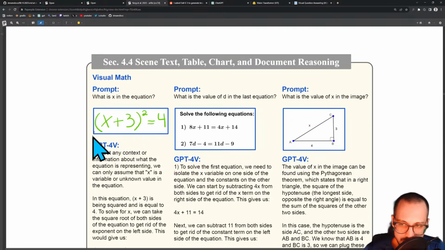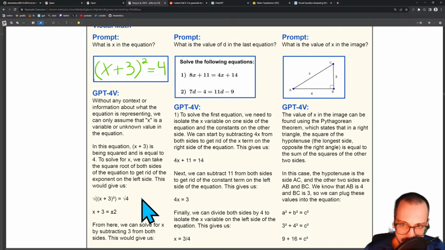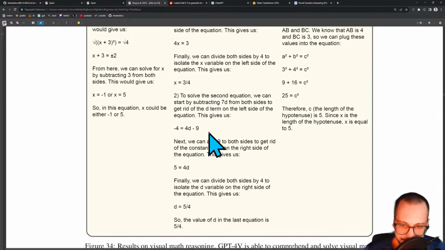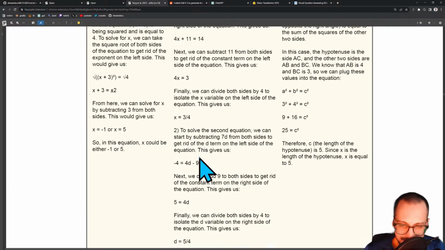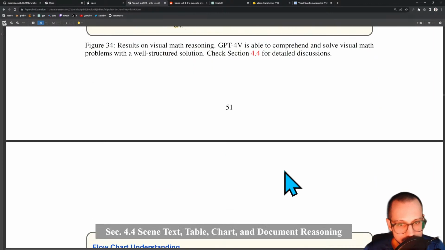Huh. Yeah, this is another interesting thing. You'll just be able to write down equations and then convert it to LaTeX instantly. Can it do math? Is this correct? Able to comprehend and solve visual math problems? Jesus.